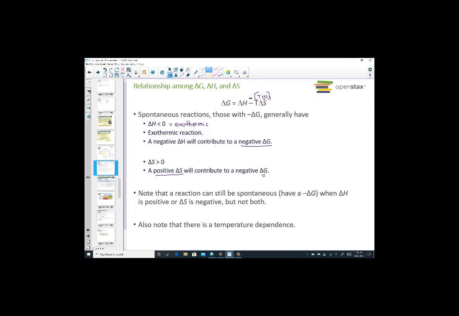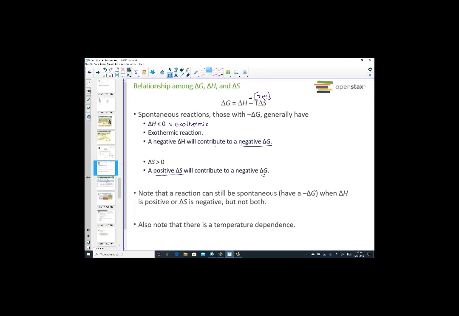Now, that doesn't mean that those are the only ways that we can have a spontaneous reaction. Delta H could be endothermic and still have a spontaneous reaction. Or we could have a negative entropy and still have a spontaneous reaction. So both play a role.